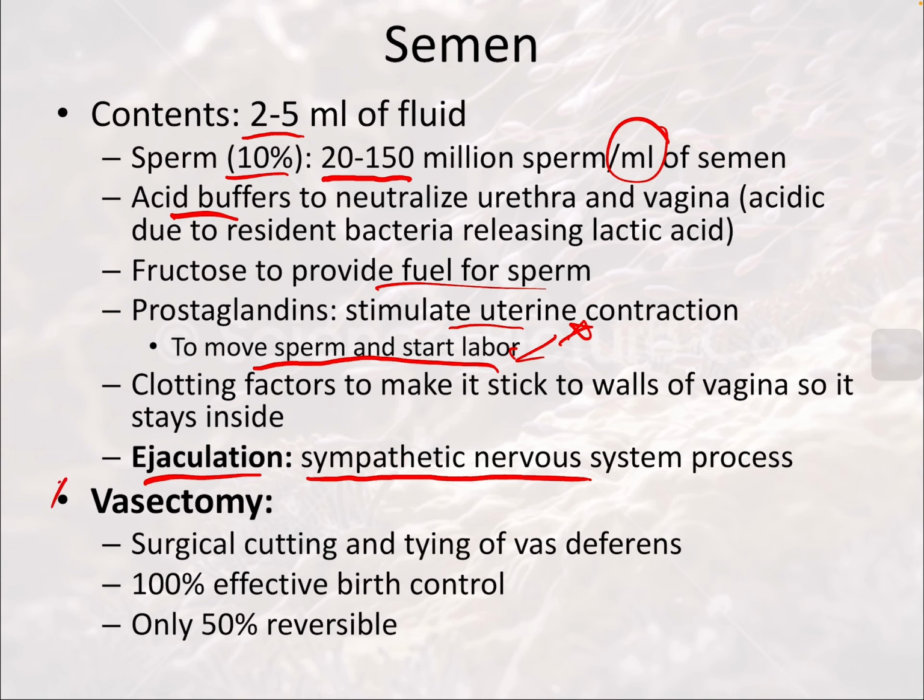Finally, the term vasectomy is the surgical cutting and tying of that vas deferens tube. Okay, this is considered 100% effective birth control, also known as sterilization. Okay, so it's common for males to have this done after the couple is done having children. Problem is, if they decide they want to have some more children later, it's only 50% successful to be able to reverse it.